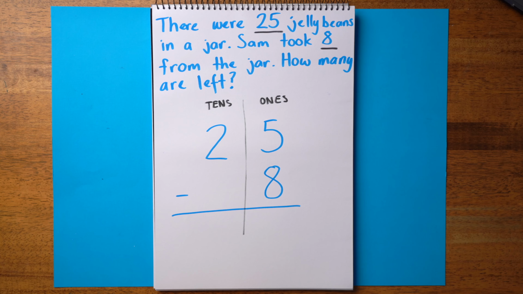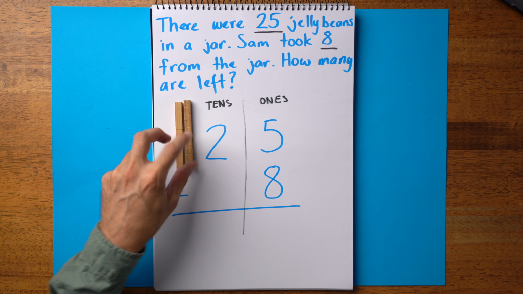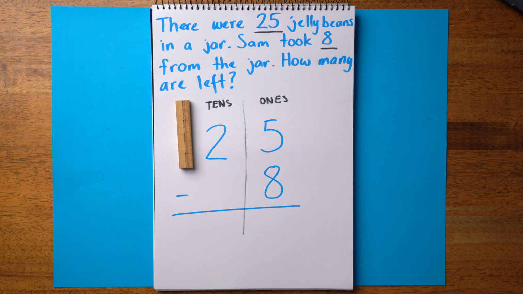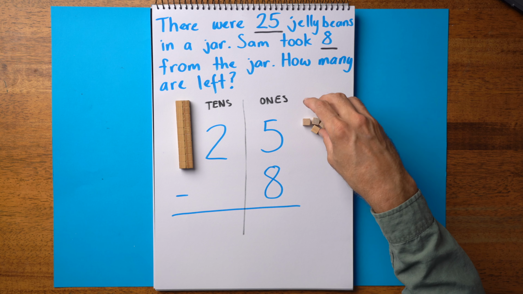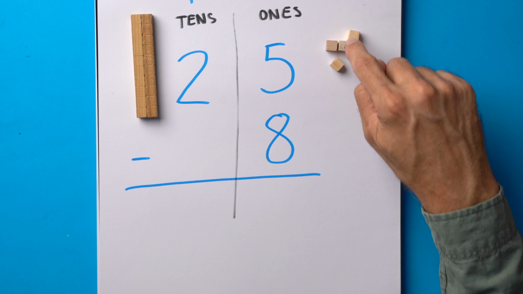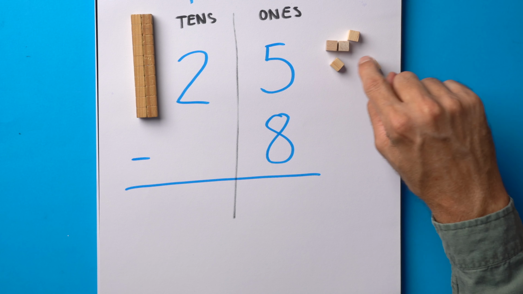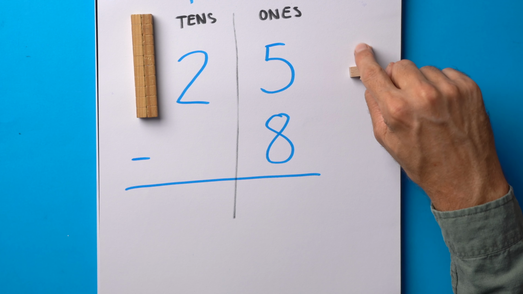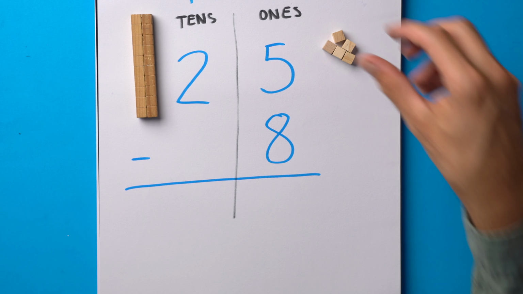How are we going to solve it? First thing, I'm going to make it. 25 would be 2 10s and 5 1s. If I've got 5 here, can I take 8 from that 5? 1, 2, 3, 4, 5. No, I can't take 8.